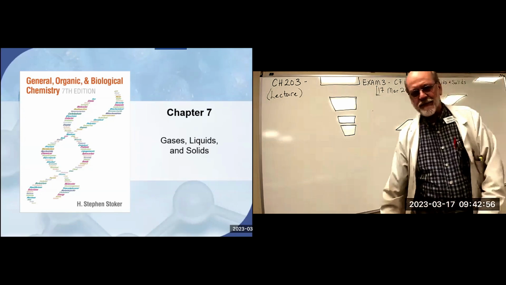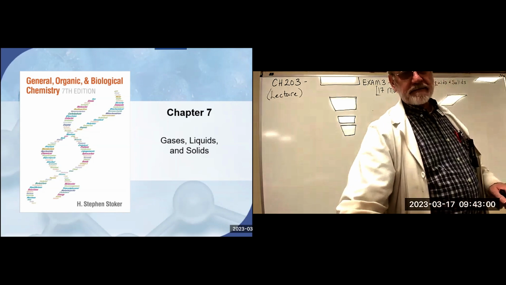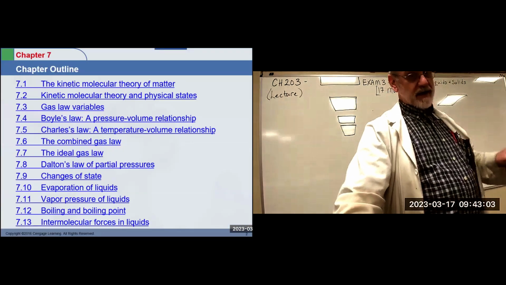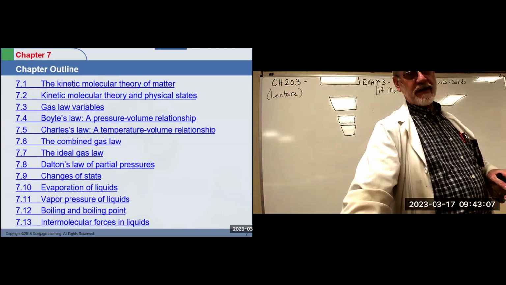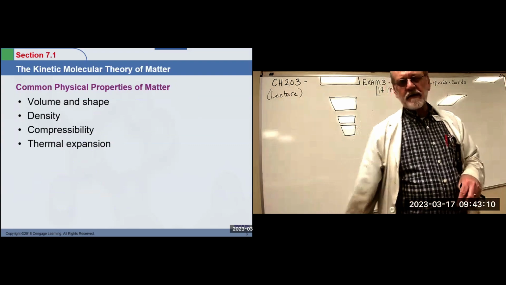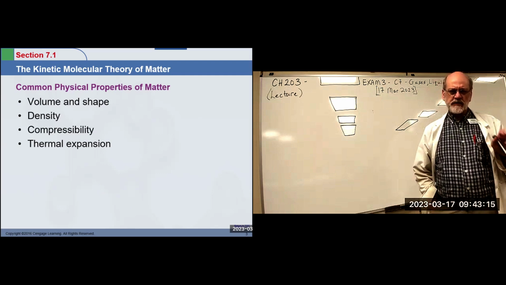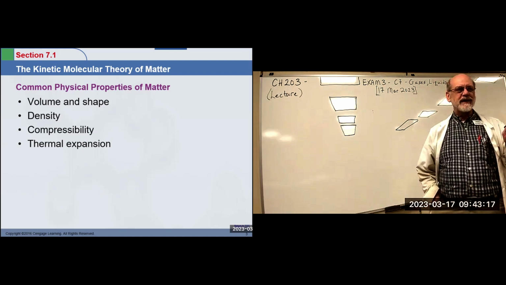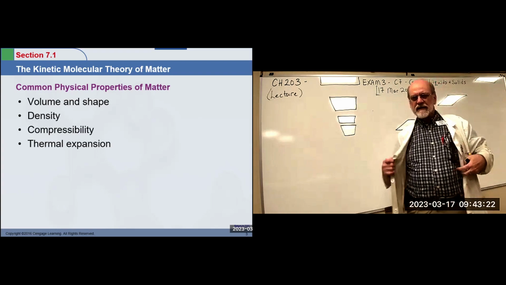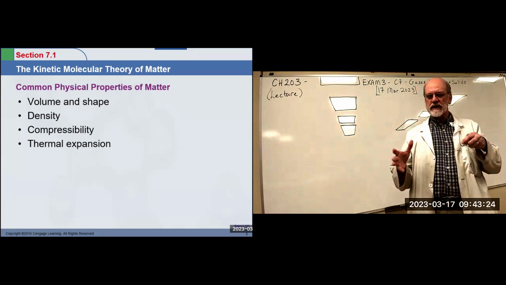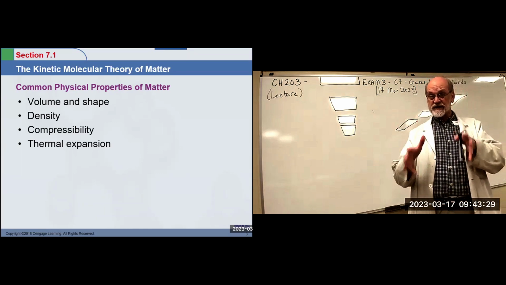All right. Chapter 7, gases, liquids, and solids. We've got a lot of topics to cover, but we should be able to get through with it because we don't have a lab today. All right, the authors of your text start off with kinetic molecular theory of matter. And that's the general topic, but we need some introduction before we get into the theory itself.